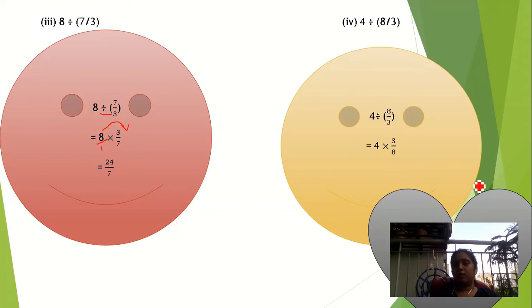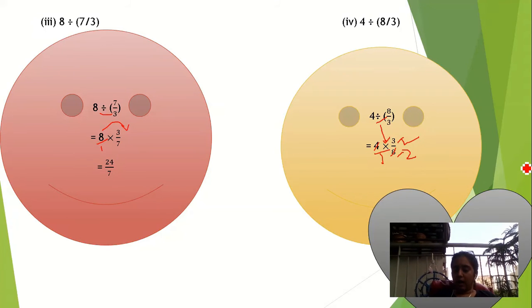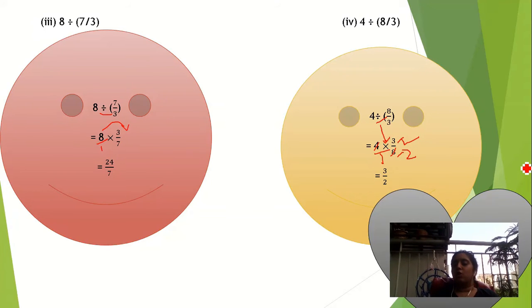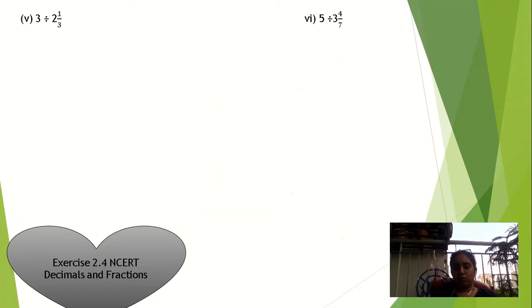And the fourth part is 4 divided by 8 upon 3. This division will change into the multiplication, and 8 upon 3 will convert into 3 upon 8. Now we can divide this 8 by 4, that is 4 ones are 4 and 4 twos are 8. So in the numerator we have 3 and in the denominator we have 2. So our answer would be 3 upon 2.